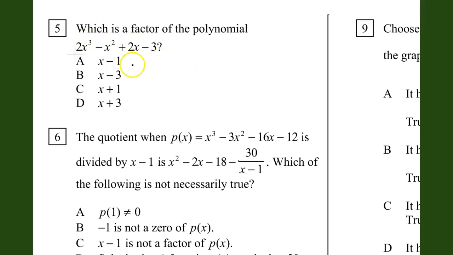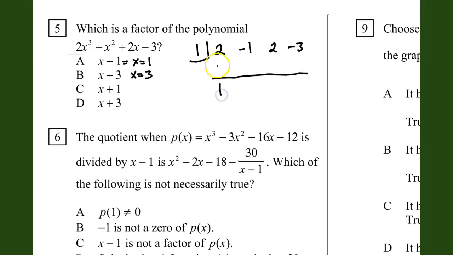Okay, so we can test x equals 1, x equals, let's see here, 3. Test a few of these just to see what works. So we're going to try 1 first. So we'll have 2, -1, 2, and -3 as our coefficients. Bring down the first number, which is actually 2.